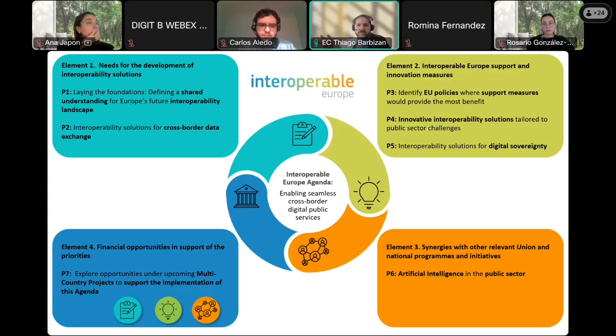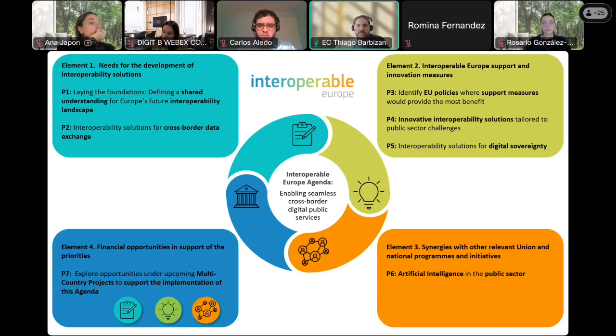Element 2 is focused on support and innovation measures, and the priorities are looking to identifying EU policies where support measures would provide the most benefit. Also looking into innovative interoperability solutions tailored to public sector challenges, and interoperability solutions for digital sovereignty. Element 3 is looking to synergies with other relevant Union and national programs and initiatives. And here the board and the permanent working group decided to focus on AI in the public sector as this transversal topic across the different governance bodies.